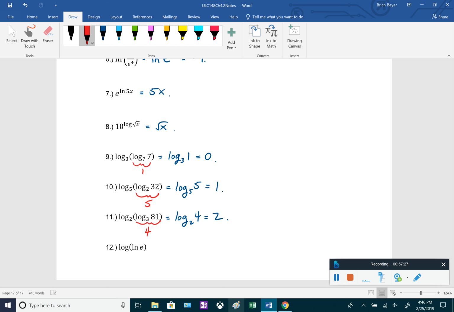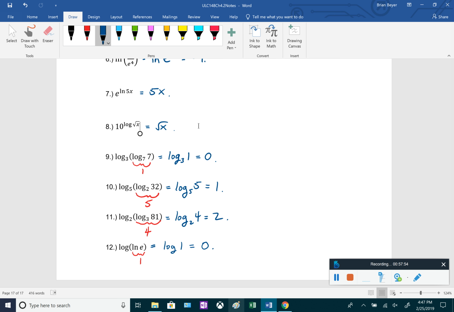And last one, log of ln of e. Ln of e equals 1, because they're both base e. So this is going to be log of 1. That's log base 10 of 1. Log base anything of 1 equals 0.